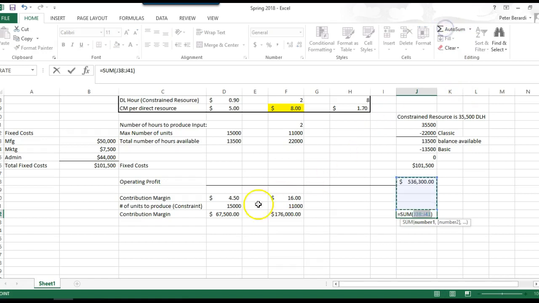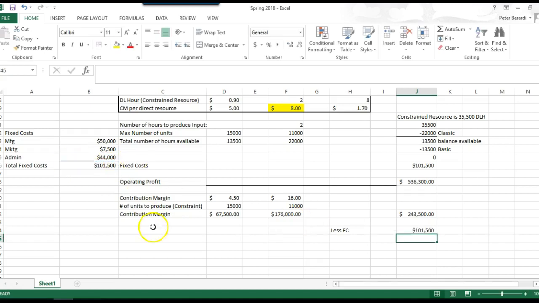Our total contribution margin based on these constraints will be $243,000, less our fixed costs of $101,000, gives us a new operating profit of $142,000. That's the profitable mix that we can conclude using the constraint.